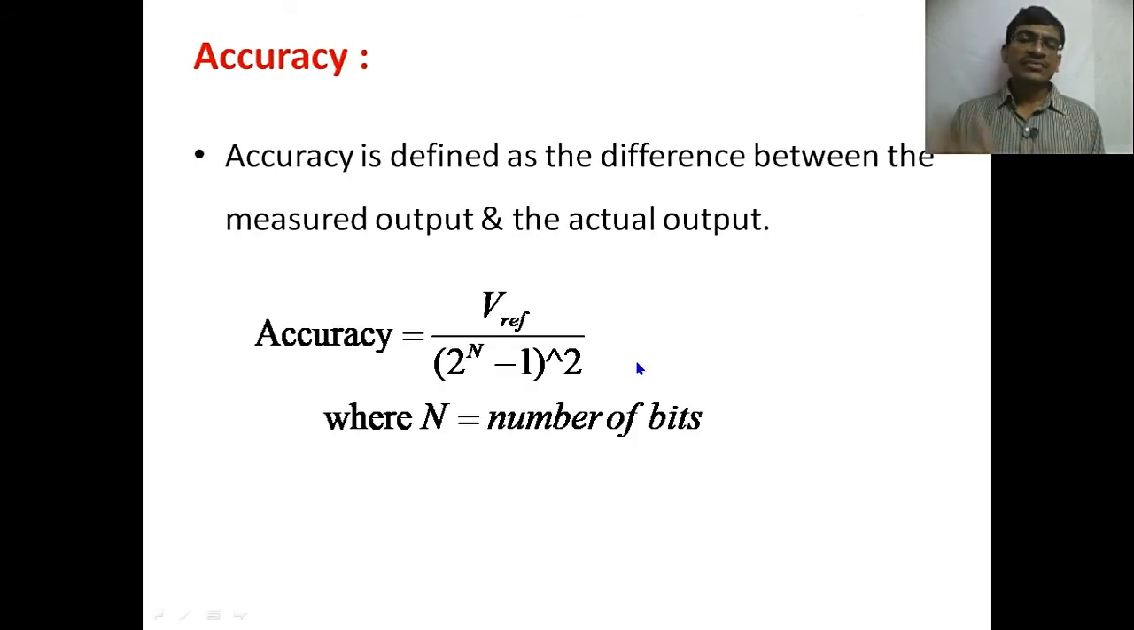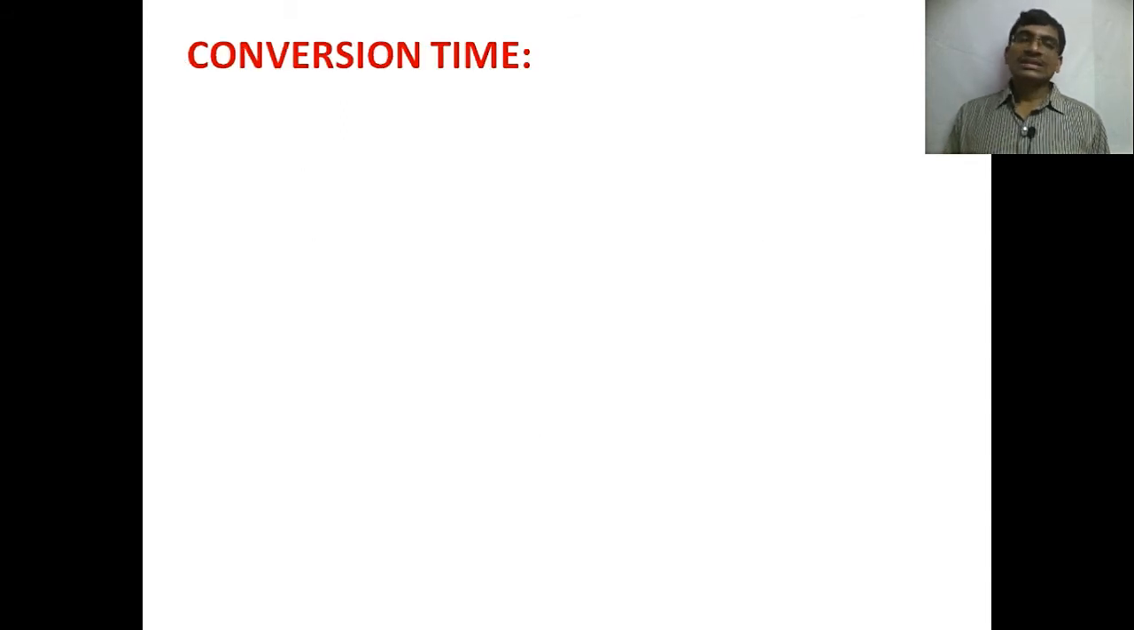Accuracy is the difference between the measured output and the actual output. Actually, I need to get some output, but I am getting some different output. The difference between the measured output and the actual output is called the accuracy.